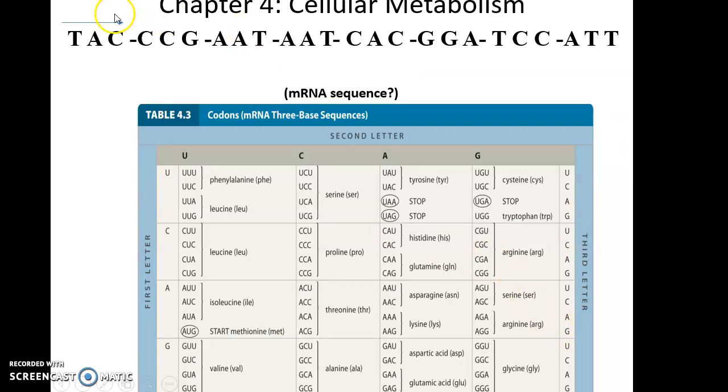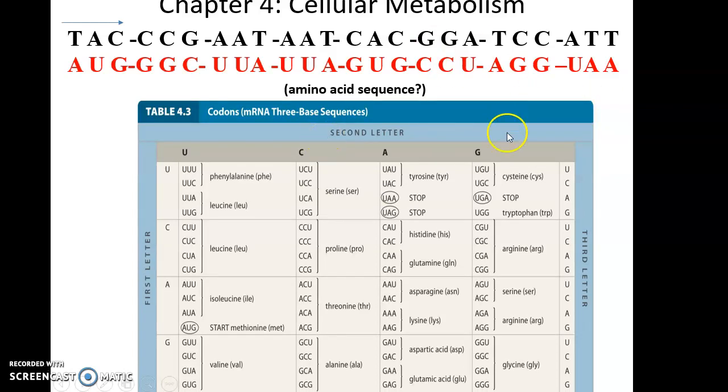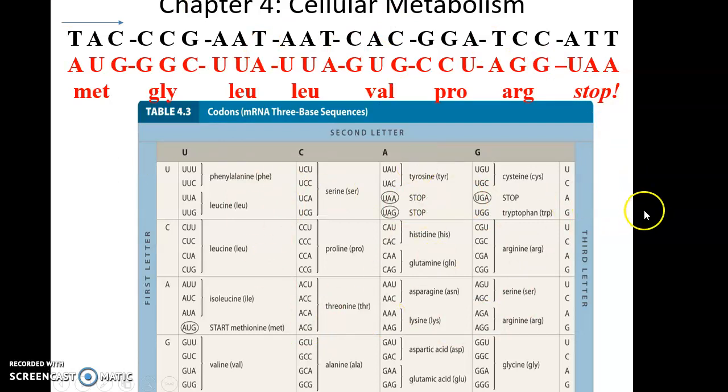All right, here is another lovely sequence. It is a DNA sequence. You know this because you see those T's. So what is the messenger RNA sequence? I will pause to let you figure that out. Hopefully you got this. Now, what is the amino acid sequence using this lovely, lovely chart? Pause the video again so you can do that. Here it is. Woo! So if you were successful in doing this, then you know how to use this chart.